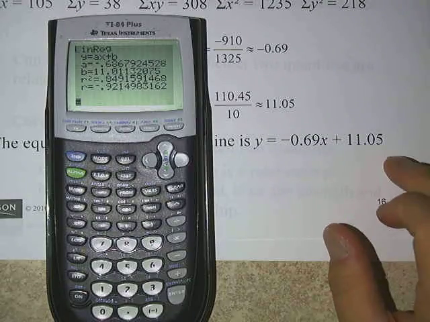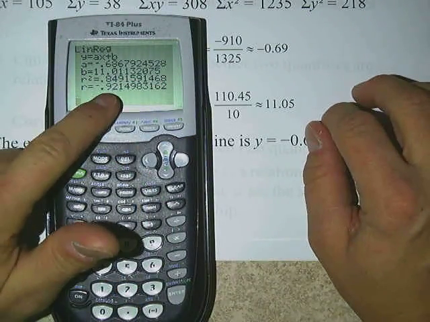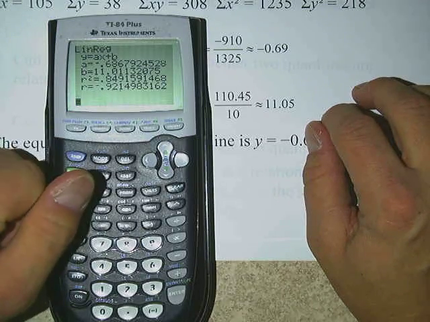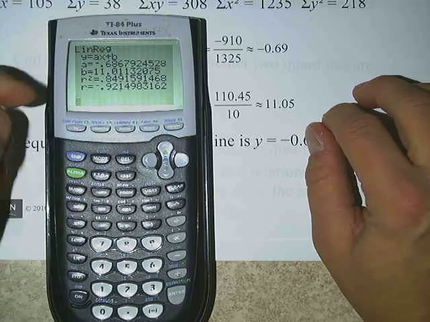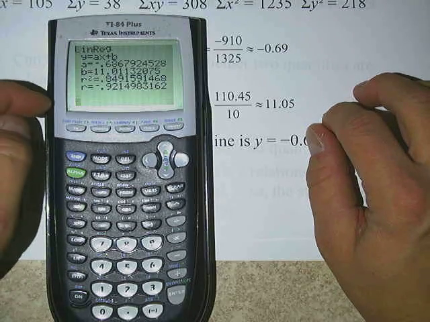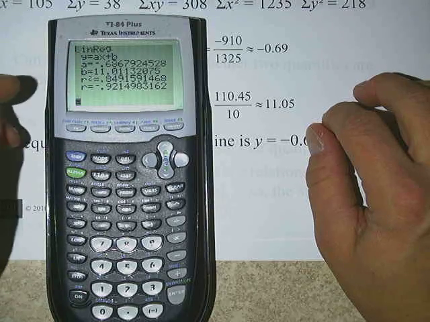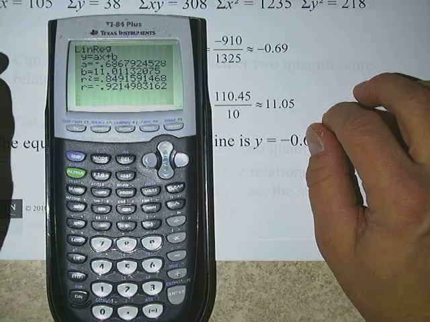Okay. So if I hit my LinReg and hit enter, there you can see negative 0.687x plus 11.011, and that would be our regression line. And notice that the R value here is negative 0.92, which is fairly close to -1, so that means there's a pretty strong negative correlation. Okay, and that would do it.